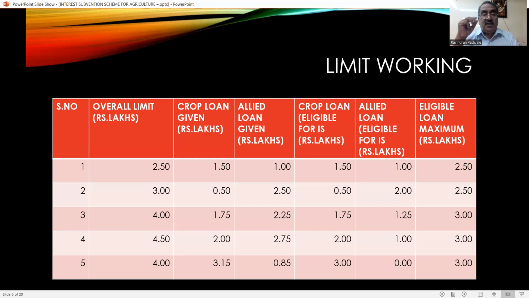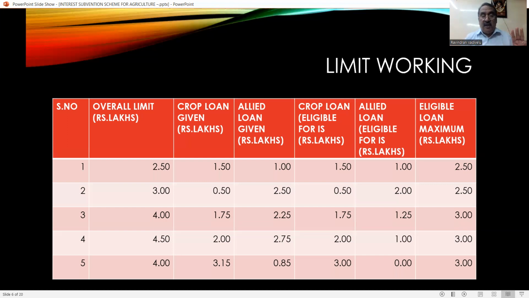The second situation: the overall limit, that is, per borrower, per farmer, he has received is 3 lakhs. The crop loan is sanctioned to the tune of 50,000, and the allied loan has been sanctioned to the extent of 2.5 lakhs. For crop loan, the maximum is 3 lakhs, whereas for allied, the maximum overall limit is 2 lakhs. So the eligible amount is only 2.5 lakhs: that is, 0.5 lakhs for crop loan and 2 lakhs for agricultural allied activities.